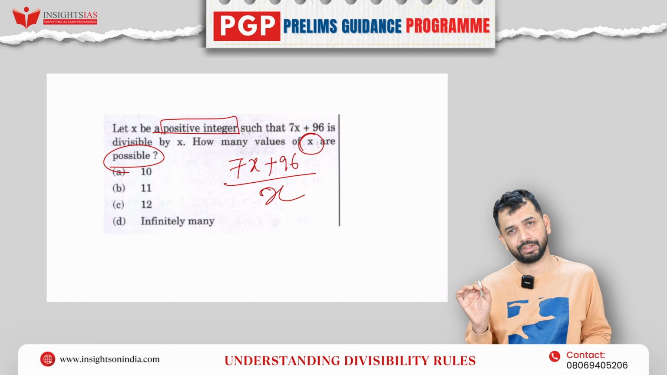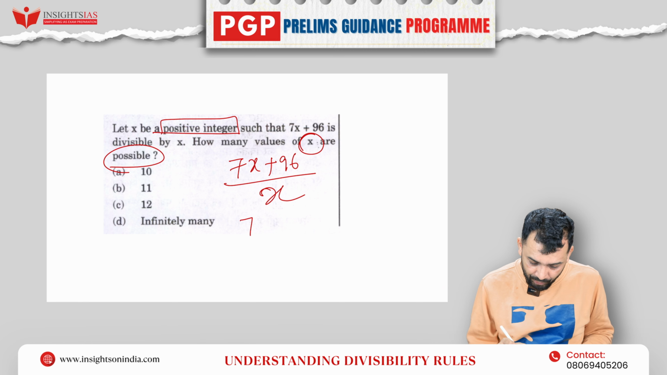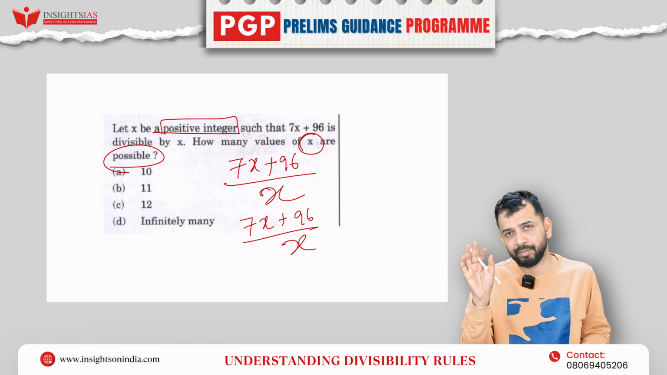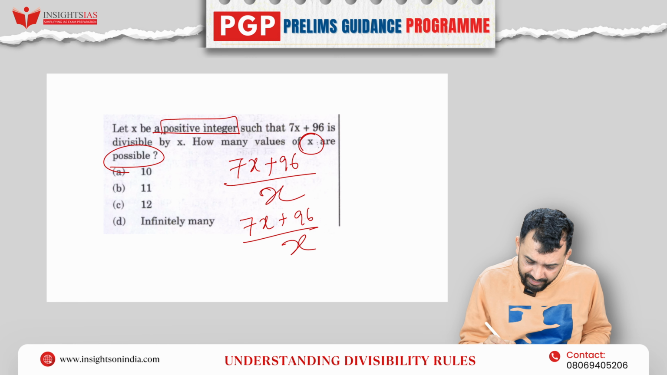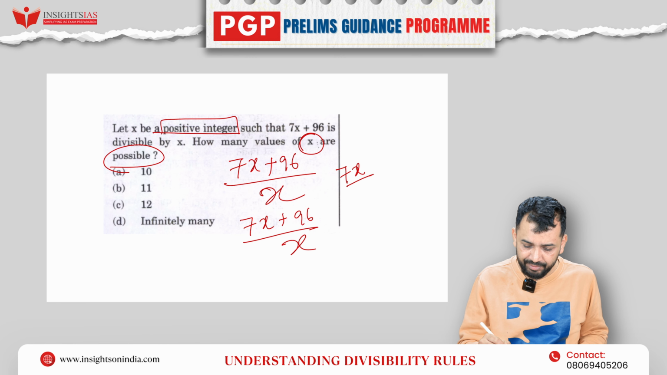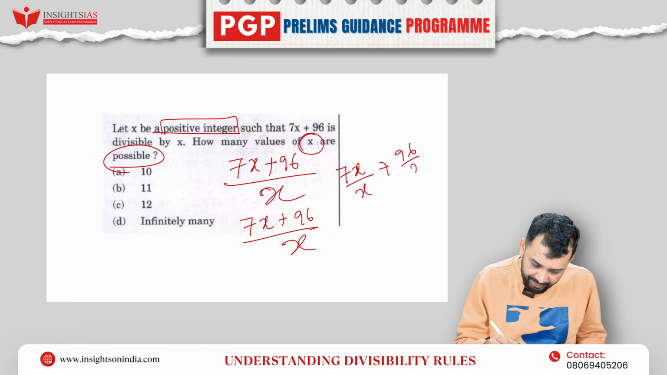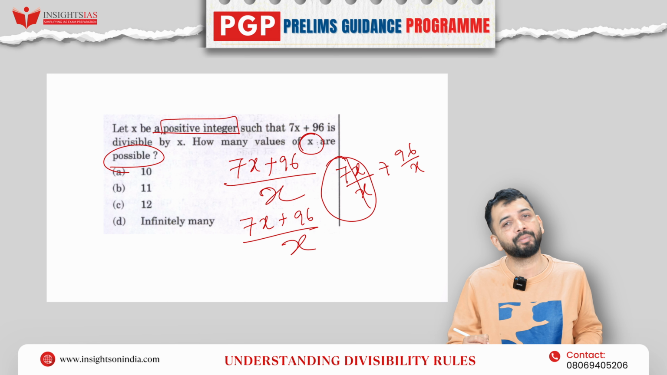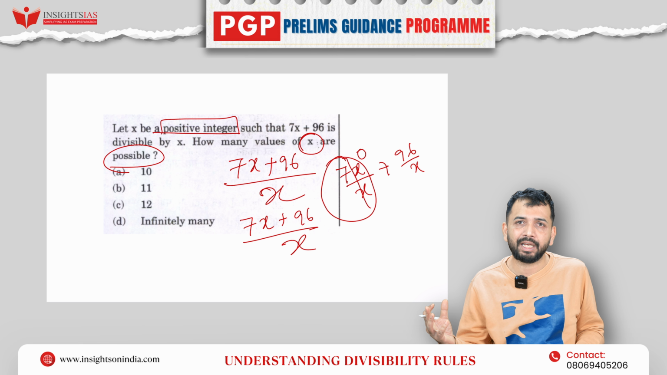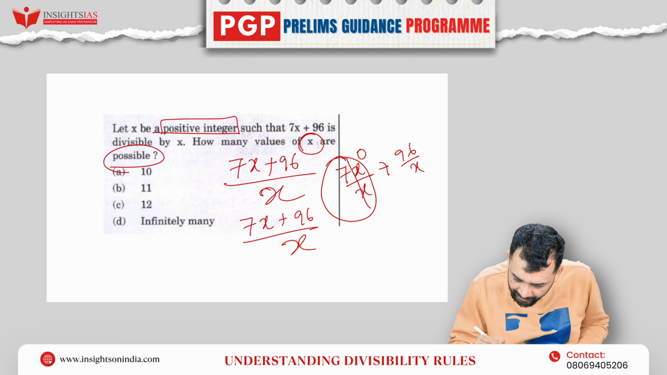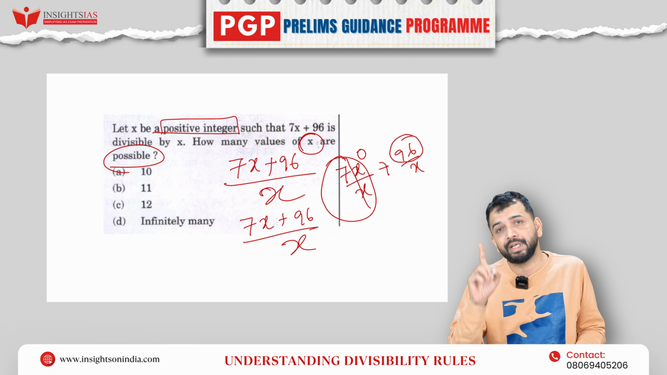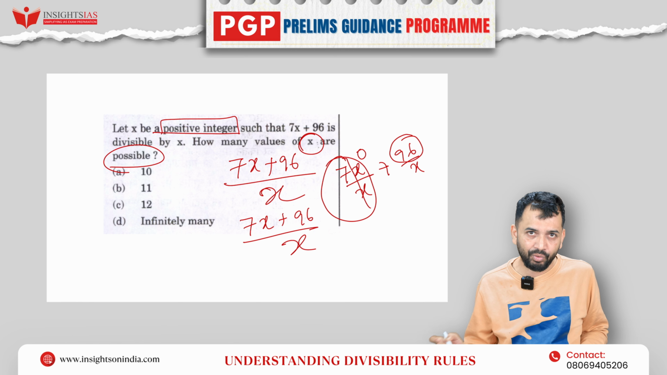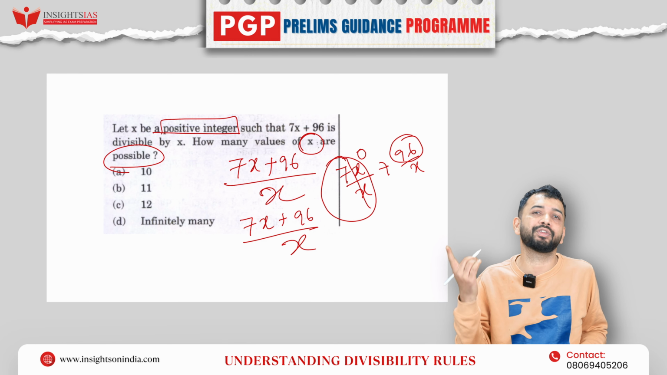Now, try to understand the logic. When you know a number has to be completely divisible, that means it will leave remainder 0. So if I divide 7x plus 96 by x, this 7x is already a multiple of x. This will be completely divisible by x, so that will leave remainder 0. Now, to get the entire calculation to leave remainder 0, this 96 should also be completely divisible by x. So 96 should be divisible by x. So what are the numbers that will divide 96? That you are supposed to think.